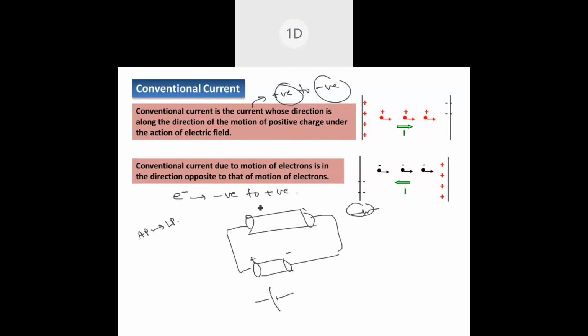Anyway, so high potential to low potential. One more concept is electron repulsion. Like poles repel each other. That's what we learned in electrostatics. See guys, electrostatic concepts, most of them will be repeated in current electricity.